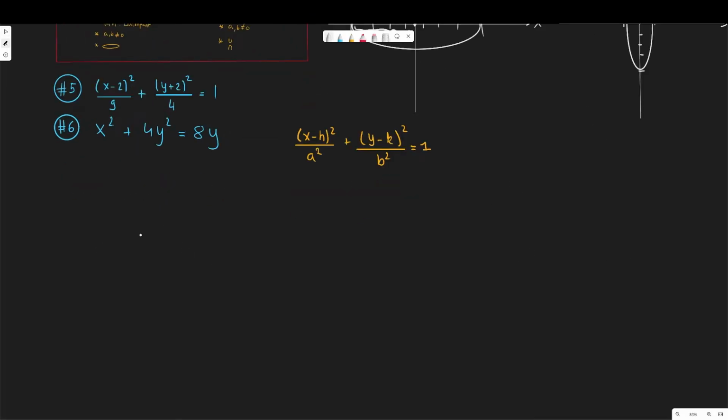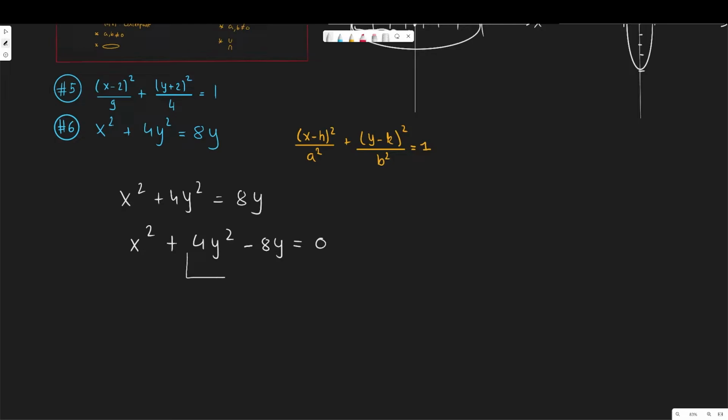exercise 5. Next we have that x squared plus 4y squared is equal to 8y. Well, now you can't immediately tell that this will be an ellipse, but let me convince you that this is in fact an ellipse. If we bring the 8y to the left hand side, by subtracting 8y from both sides, we'll get that x squared plus 4y squared minus 8y is equal to 0.